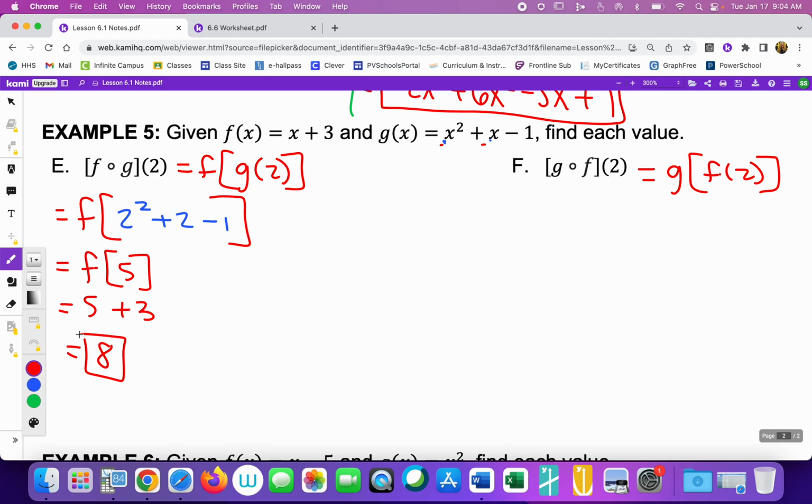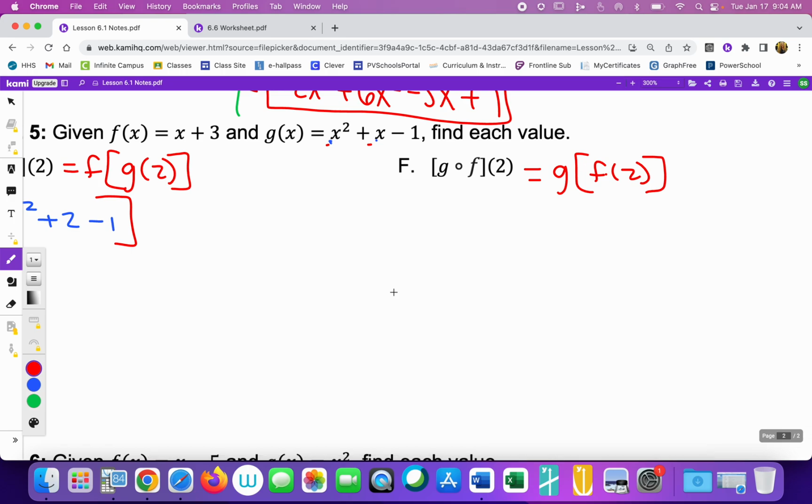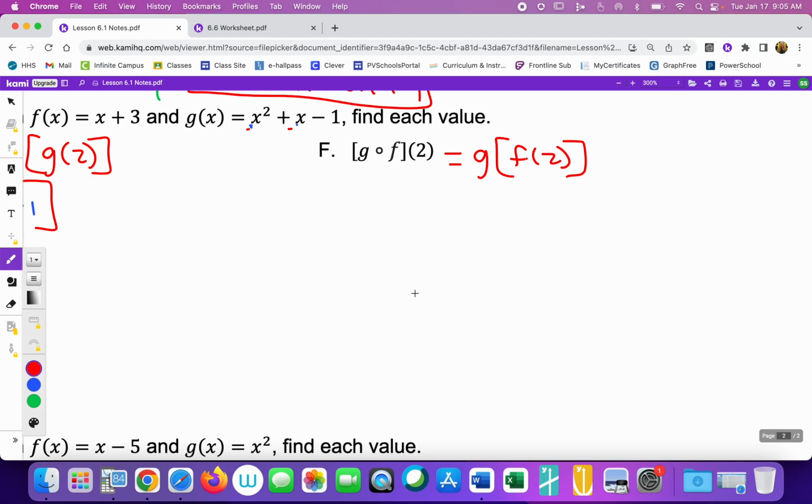I want you to try F. Okay. So you're going to plug 2 into the F function, get that result, plug that result into the G function. Okay. Try it. There's only one number it could be, so this will tell me if we're getting it or not. Again, plug 2 into the F function, simplify that result into the G function, simplify down to one number.